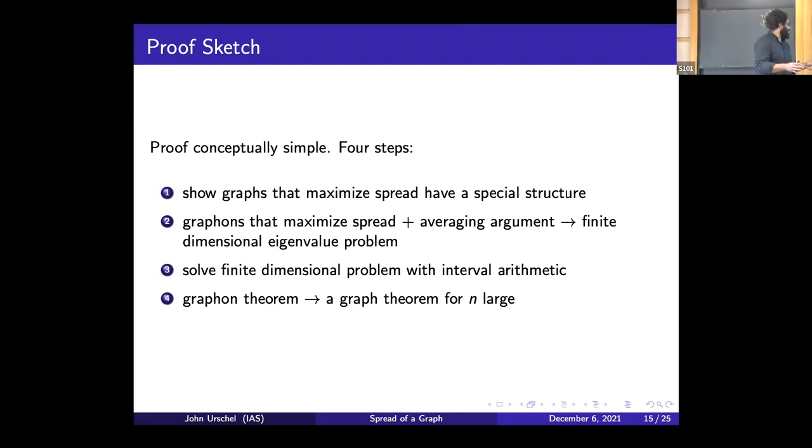Punt to the continuous setting, where we look at not graphs but graphons, and we'll look at graphons which maximize spread. We'll use an averaging type argument, which will reduce us actually to a finite dimensional problem. And while this finite dimensional problem actually turns out to be quite difficult, even finite dimensions can be hard sometimes, we will treat this with interval arithmetic. And finally, we'll take the theorem about graphons and then bring this back to a graph theorem for n sufficiently large.